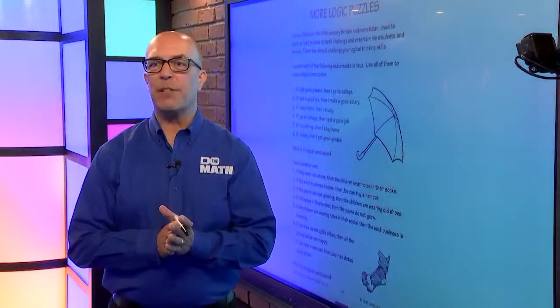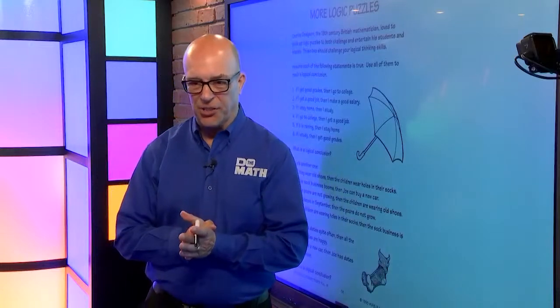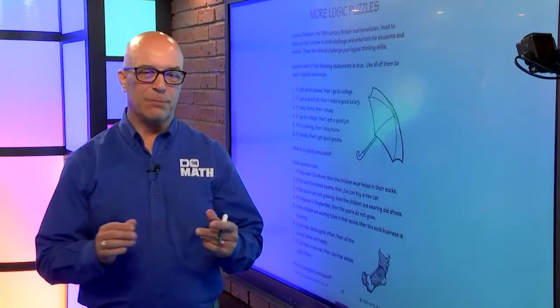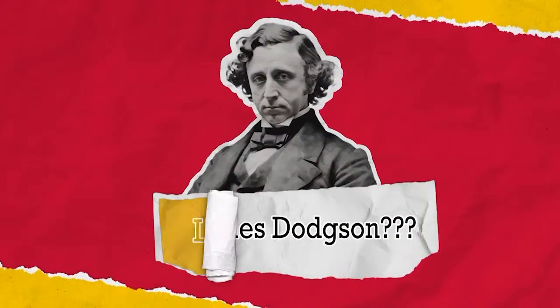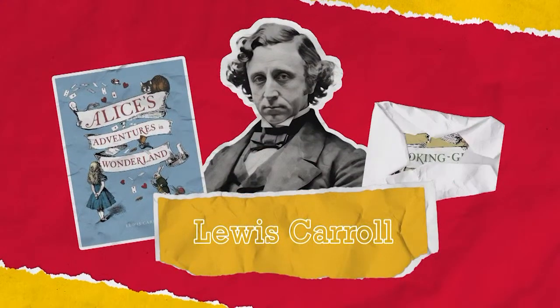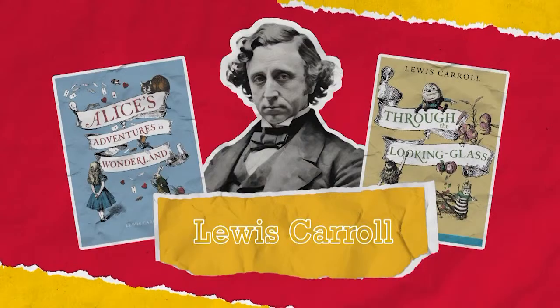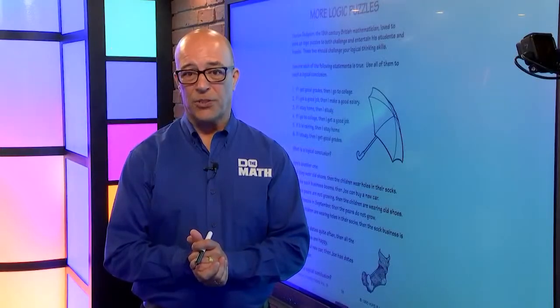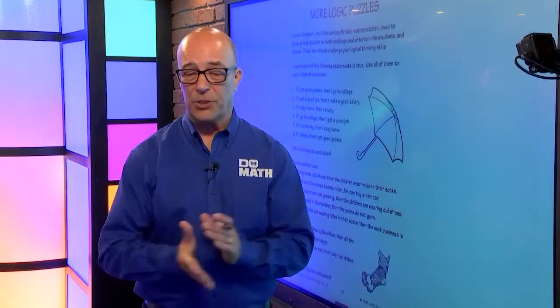Our mathematician of the day is Charles Dodgson. And a lot of you might go, I've never heard that name before. But I'm sure you've heard of Lewis Carroll, the author of Alice in Wonderland, Alice in the Looking Glass, things like that. Those books are very famous, and that was his pseudonym for Charles Dodgson, same person as Lewis Carroll.